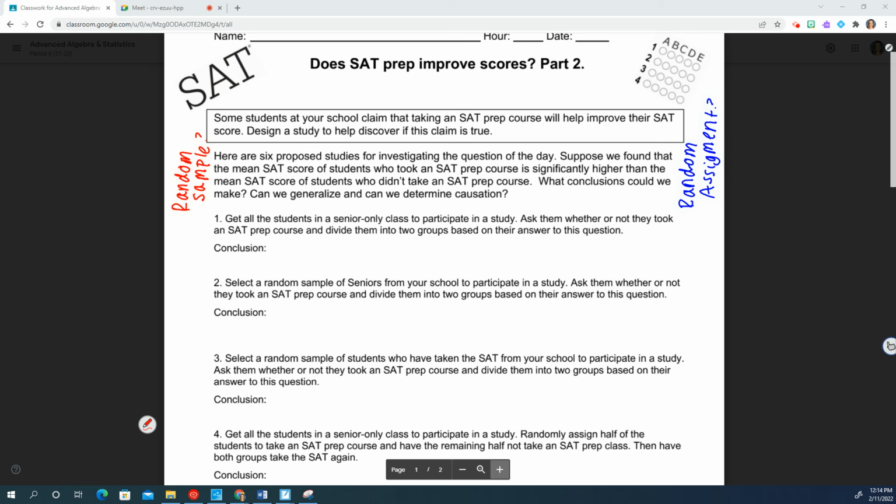No. The answer is no, because we just decided to go to one classroom. It was more like a convenience sample. We decided to go to one classroom with seniors only. We didn't number the seniors, and we didn't randomly select a group of seniors. So this one is no. It's not a random sample.